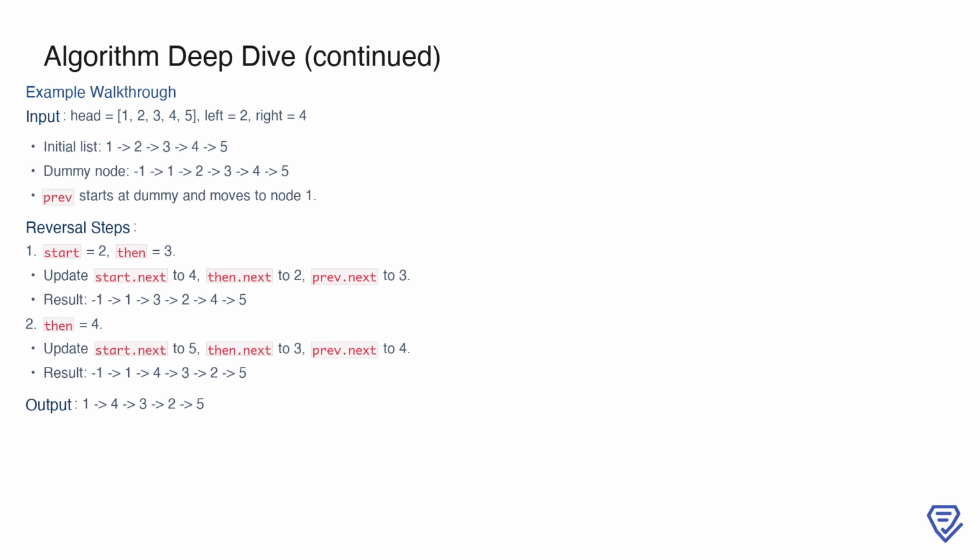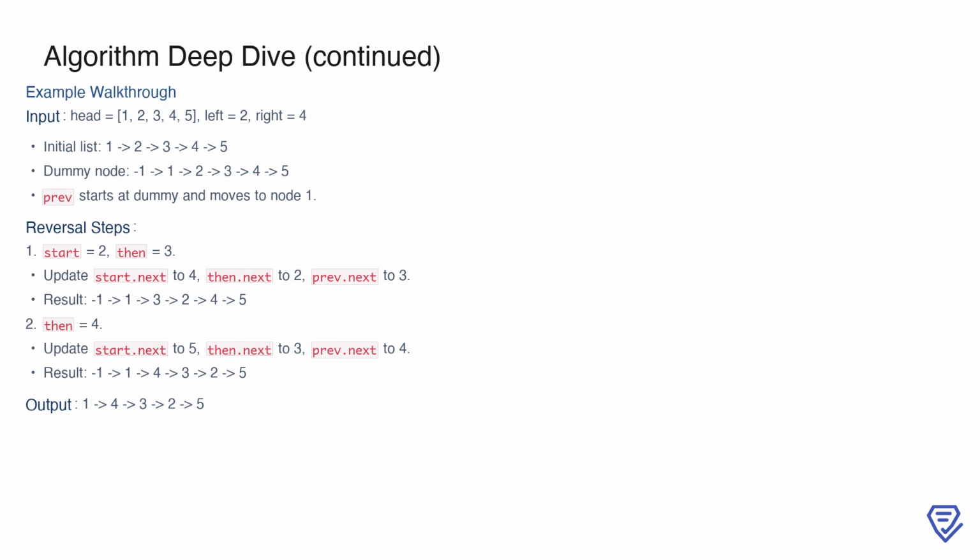Let's walk through a concrete example to see the algorithm in action. Suppose the input list is 1, 2, 3, 4, 5, with left equal to 2 and right equal to 4. Initially, the list looks like this: 1-2-3-4-5. We introduce a dummy node, which points to the head, resulting in -1-1-2-3-4-5. The previous pointer starts at the dummy node and moves to the node just before position left, which is node 1 in this case.